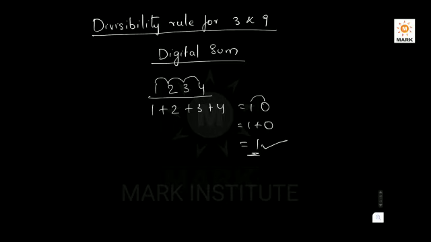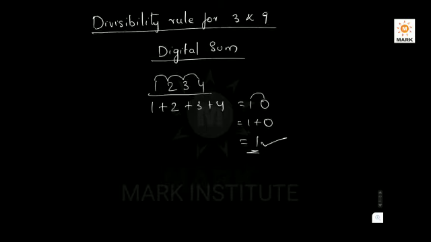So whatever you get by adding up all the digits, the ultimate, final single digit number, is called the digital sum of that number. Now I will use this digital sum concept for the divisibility rule of 3 and 9. Suppose there is a number 1236. You need to tell whether this number is divisible by 3 or not. The rule is, if the digital sum of the number is 3 or a multiple of 3, then that entire number is divisible by 3.